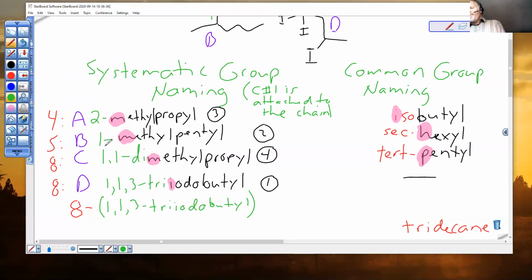I'm going to need parentheses with a dash 5 dash parenthesis, and copy B down, 1 methyl, 1 methyl pentyl. There was only one of those. Dash. And that's 2. And the 3 was the methylpropyl. It starts with a 4 in front.